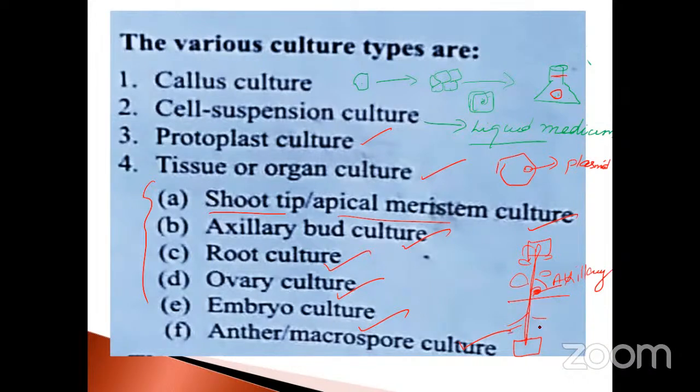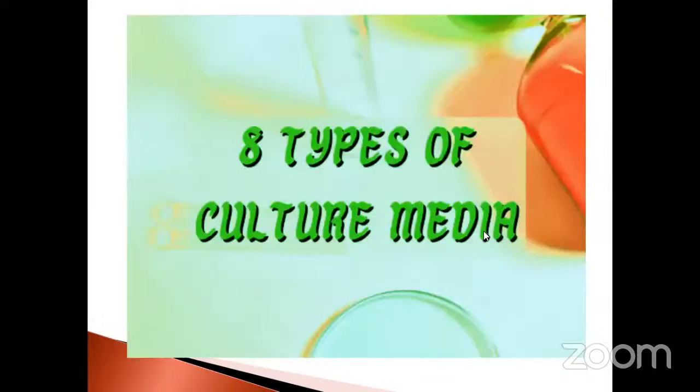Root culture, take an example: this one is the root. Ovary means the flower part that contains the ovules, isn't it, my dear? So this one is considered the ovary. Inside there is an embryo, that is the embryo culture. Anther and microspore culture. These are the various culture types we can do within the lab.